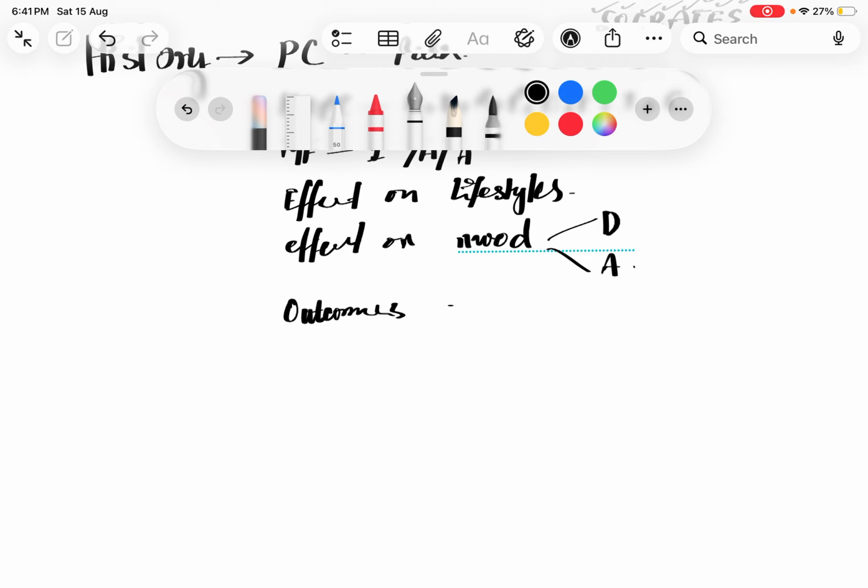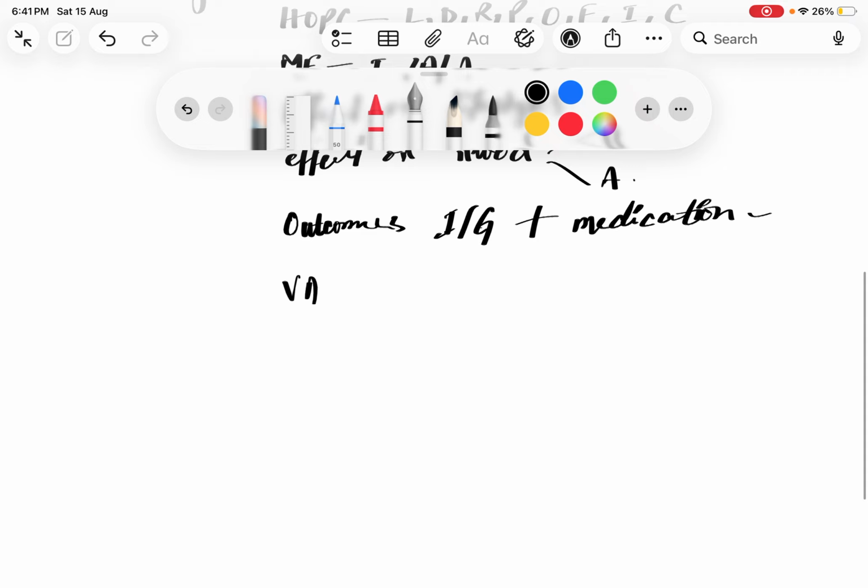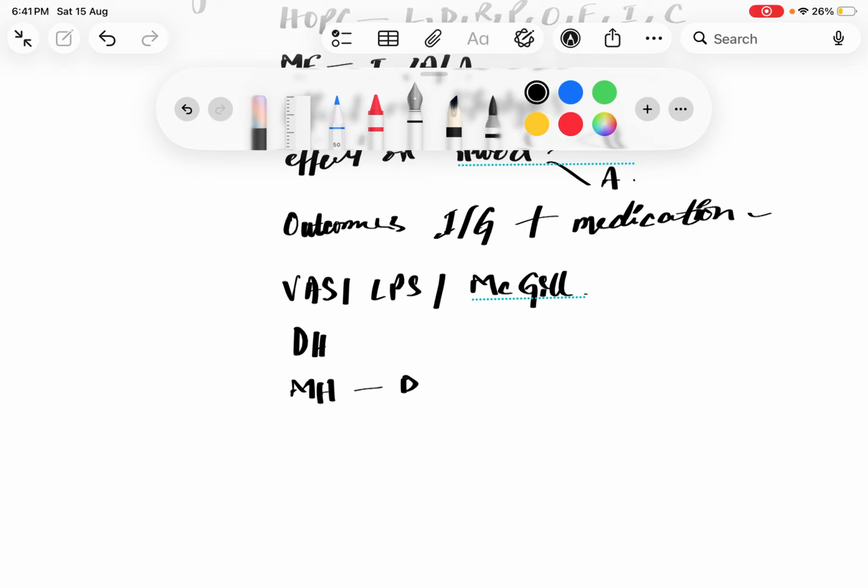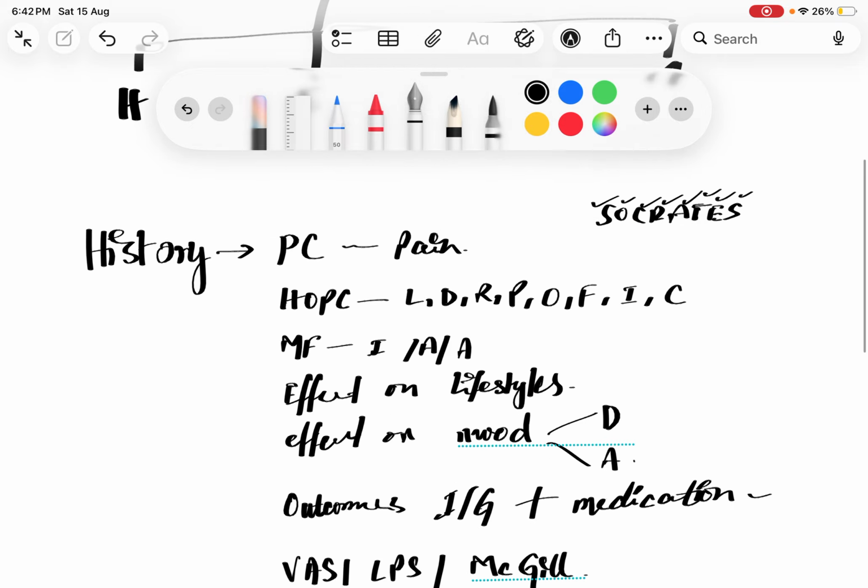If the patient has had any previous investigation or has previously been on some sort of medication, what effect has it had on the patient, whether it has caused relief of that pain or aggravated the pain. And then we can use a visual analog scale, linear pain scale, or the McGill questionnaire for pain. We can move on to dental history and medical history, which includes your drug history and alcohol history, and lastly social history comes in. So this is all for the history that you're going to be asking the patient.